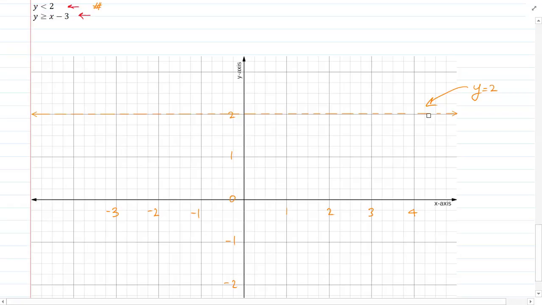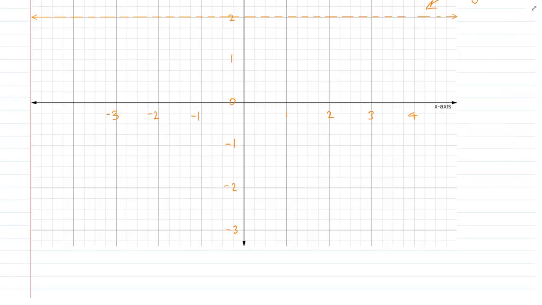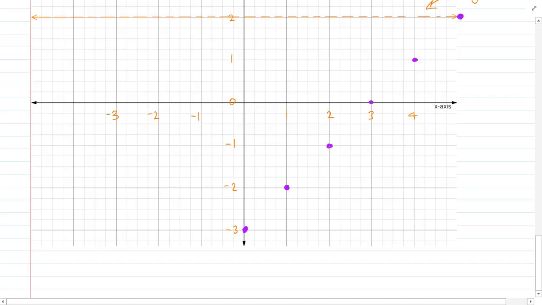So next I'm going to draw the line y is greater than or equal to x minus 3. So I'll do this one in purple. And again, -3 is my y-intercept. So I'd plop a little point here. And it has a gradient of 1. So I go along 1, up 1. Along 1, up 1. Along 1, up 1. Along 1, up 1. And I get to here.